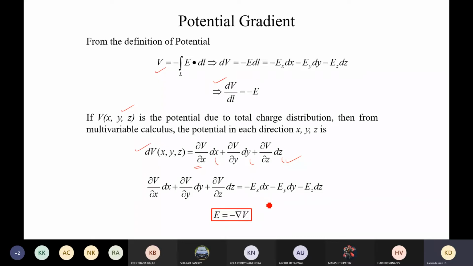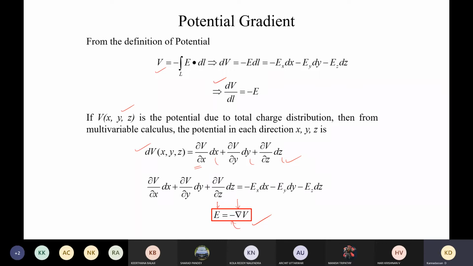By the way, this del operator, we already know about that. It is nothing but dou by dou x plus dou by dou y, and the corresponding operator will come. This will give the field expression. We know about that. This is a vector. Therefore, the electric field also will be a vector. The negative sign will always be there.